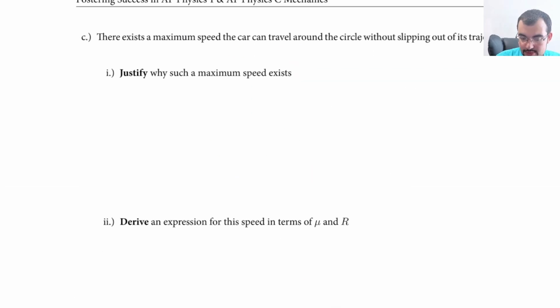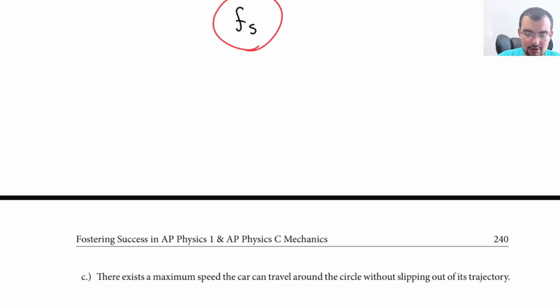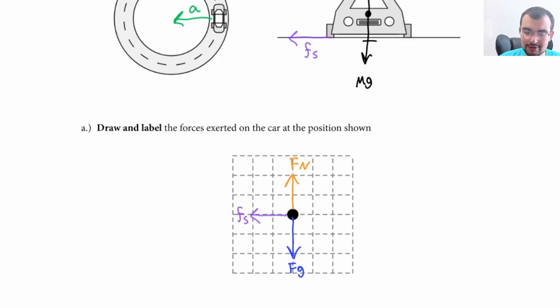There exists a maximum speed the car can travel around the circle without slipping out of its trajectory. So lots of times with these circular motion problems, there will be some limiting cases, and that's going to be due to some constraint on the forces. So why could there possibly exist a max speed the car can go around the circle without slipping out? Well, who is causing us to go in the circle? It's static friction. What do we know about static friction? It has a max value.